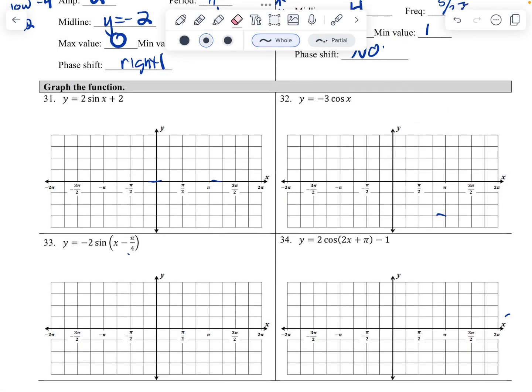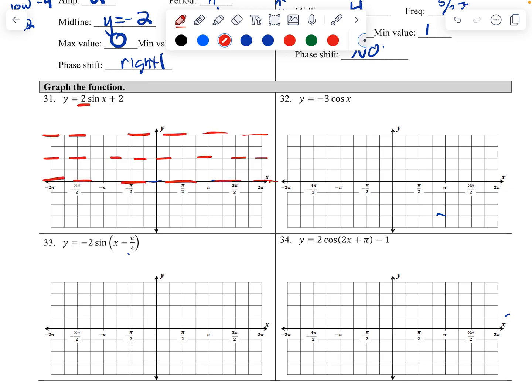Okay, so we're gonna graph this. As a reminder, 2 is our midline. If I dash this in, I'm gonna put a midline at 2, and then our amplitude is 2. So I'm gonna go up 2 and down 2.